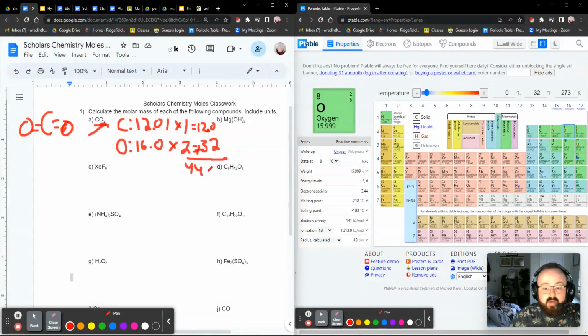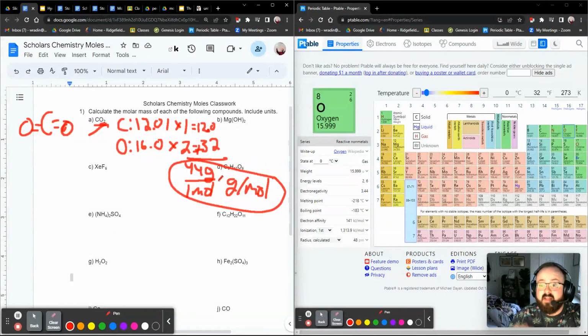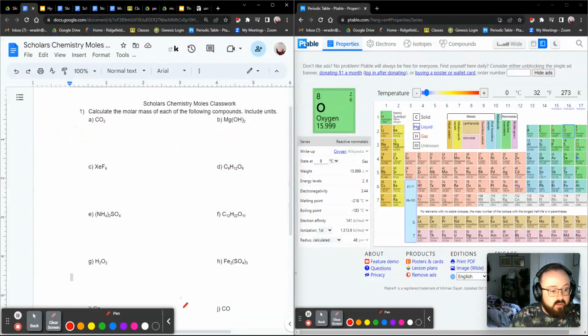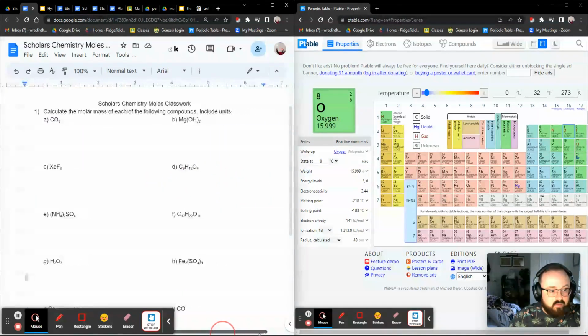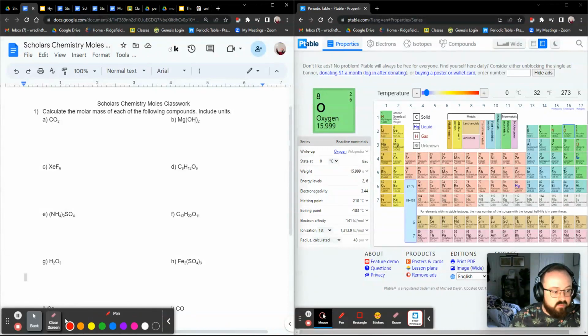Now again, here's my unit. Here's where this comes in. 44 grams per 1 mole, which we can also stylize as grams per mole. These are equivalent. You can write it either way. These are equivalent statements. Grams divided by mole or just grams per mole. It's the same thing mathematically. Okay? So if we move on a little bit, move my screen over here to give us some more room.